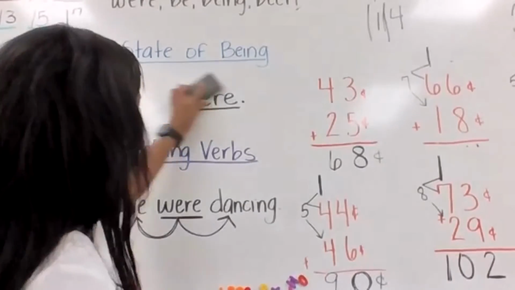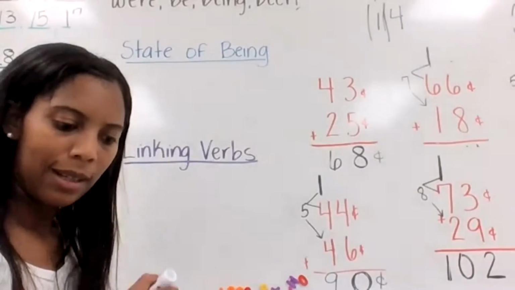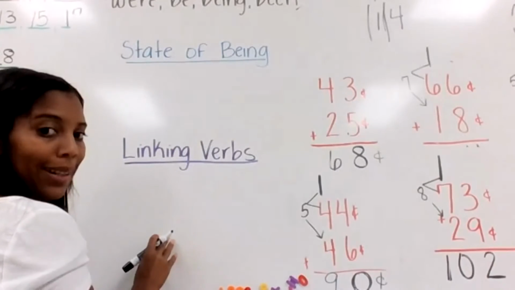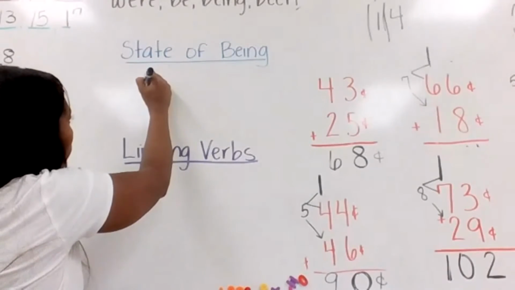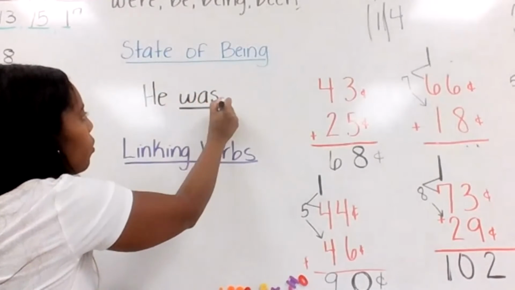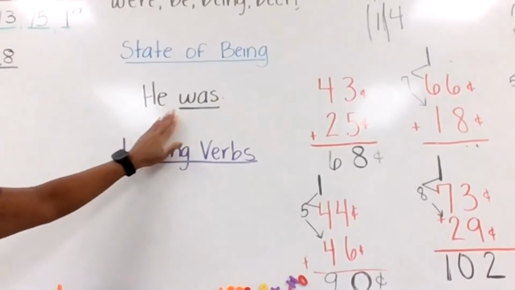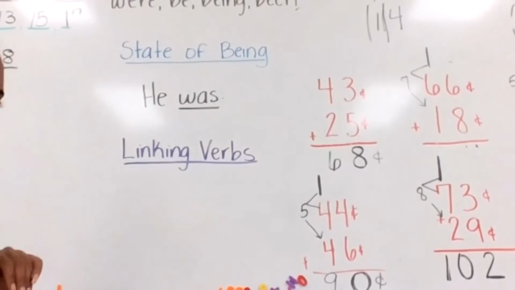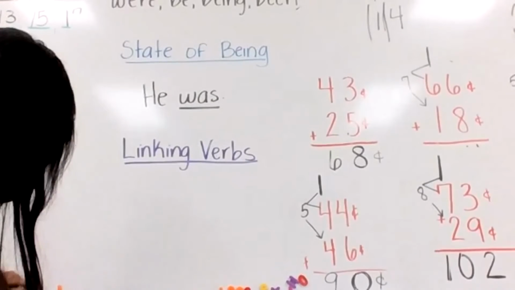Okay, so let's do one last one, and I'll let you try this one on your own. I'm gonna give you the state of being, and I want you to turn it into a linking verb. So "he was." In this sentence, was is a state of being. So write this down as a state of being. He was. Then I want you to turn it into linking and show your arrows as well. We can do it in however sentence.